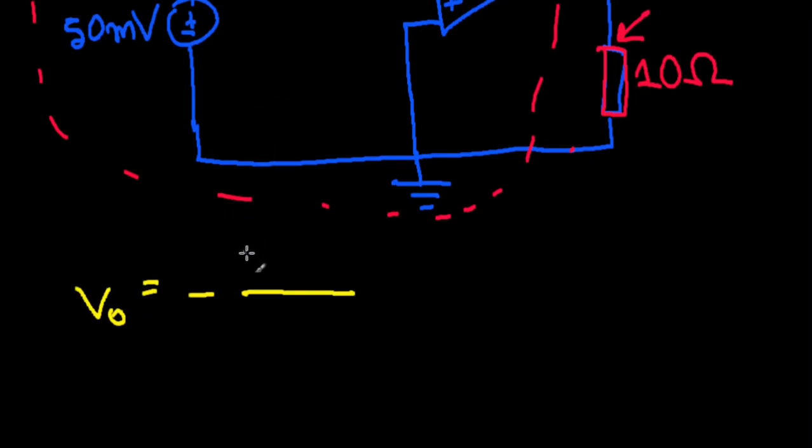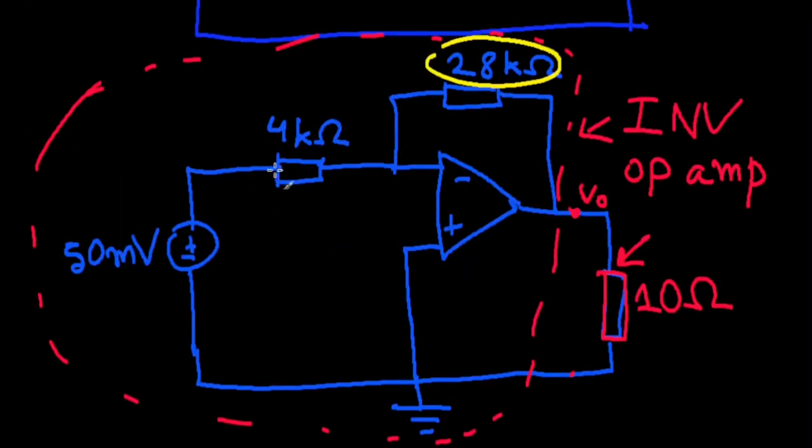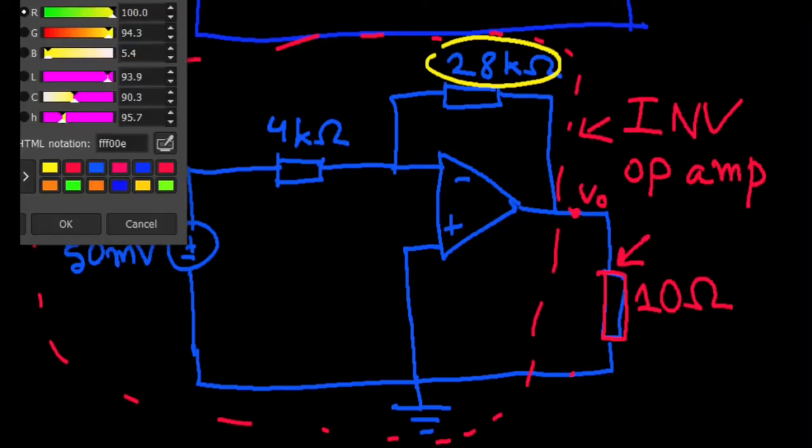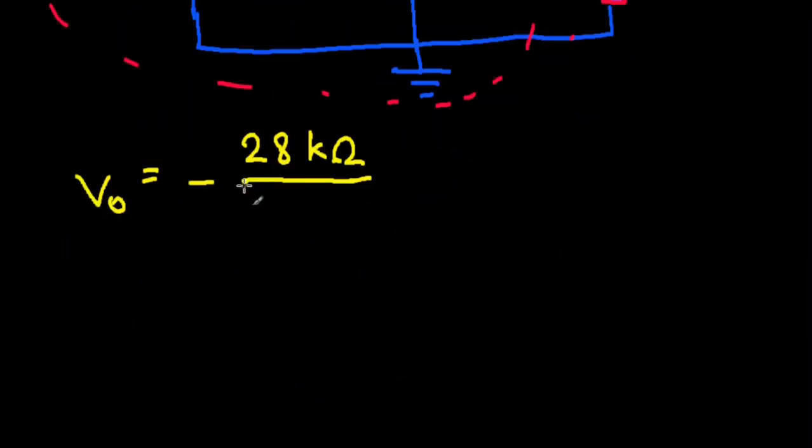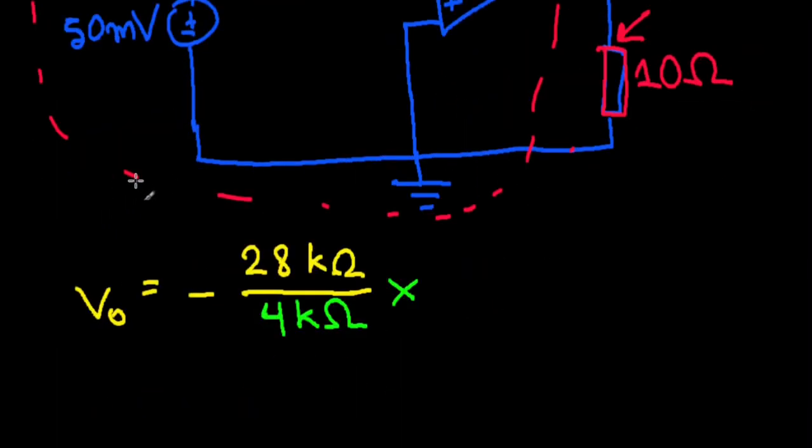So I'll write 28k. I can write ohm too. No need to be lazy. And divided by this resistance right here between the non-inverting, the inverting input and this cell, or the supply. So this is 4 kilo ohms. We multiplied by our source supply.